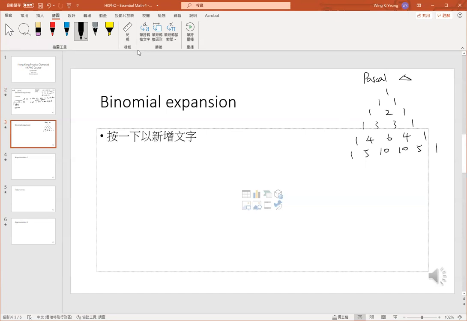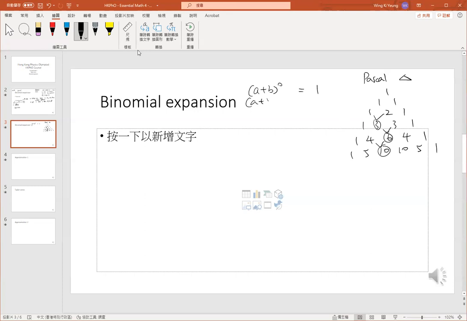So you know every, let's say this number is the sum of these two. Okay, 6 is the sum of these two, 10 is the sum of these two, and so on. So why do we draw the Pascal triangle? Because when you're doing the binomial expansion, let's say a plus b to the power 0, you know this is equal to 1.